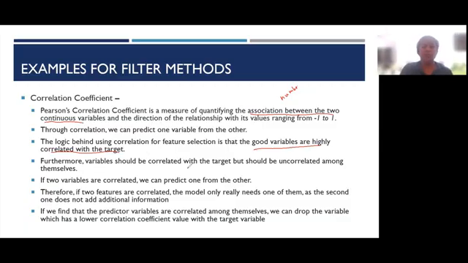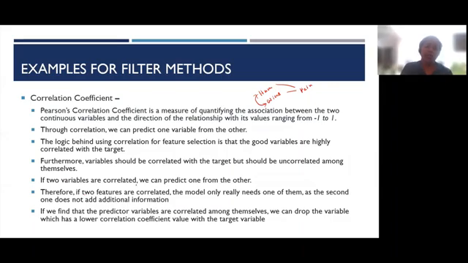Furthermore, variables can be correlated with the target, but should be uncorrelated among themselves. For example, if you want to predict the rainfall, you have humidity and wind speed, right? These should be highly correlated with the target, but should not be correlated with each other. Then there's no use if they are highly correlated. Why do you need both then? If they are correlated, it means you can predict one using the other. Then both of them are not needed, right?